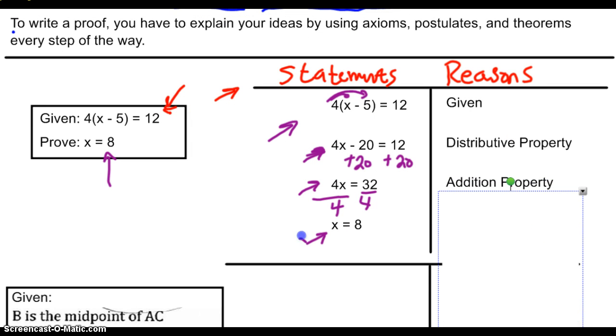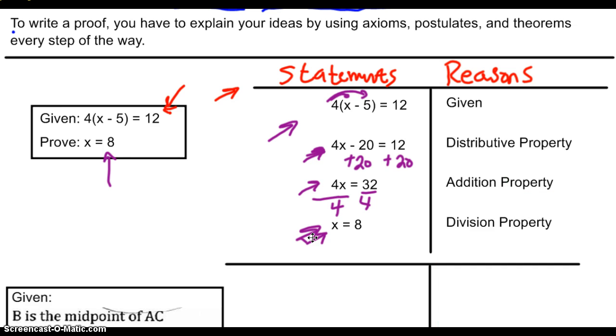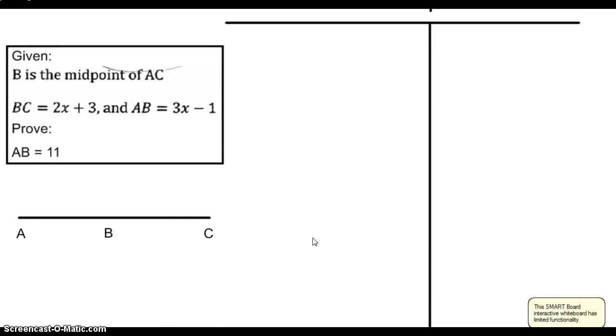And lastly, what did we do? Well, we divided by 4, and I can just guess right now, that's going to be division property. And that ends our proof. It's pretty straightforward. Just the statements is your work, and the reasons is what you're doing each step of the way, why you're allowed to do that. Distributive property, addition property, division property, all on that big fat proof sheet, big fat theorem sheet that we looked at before. Let's hop into something a little more difficult, but not too much.